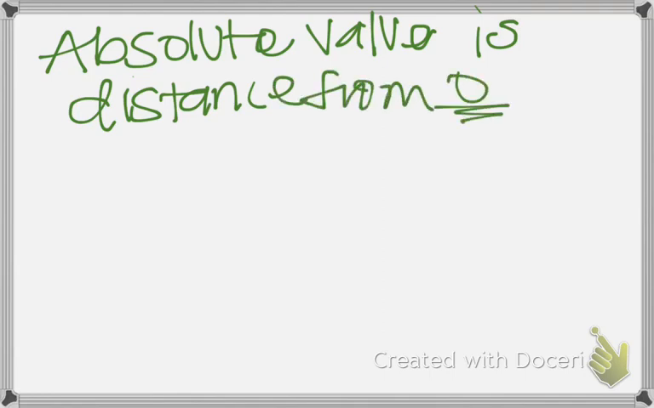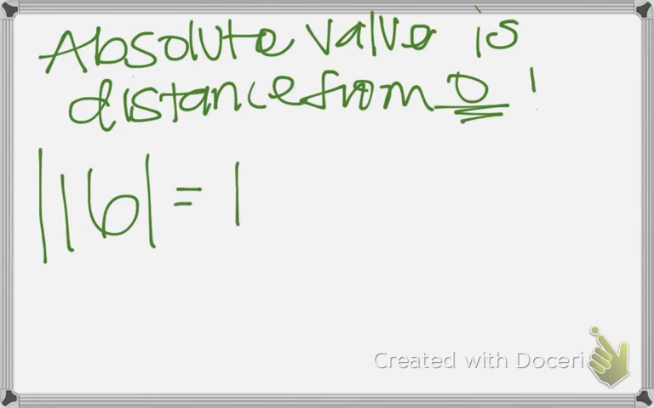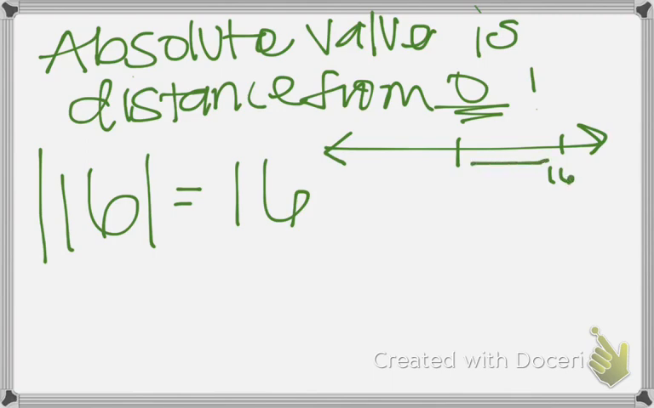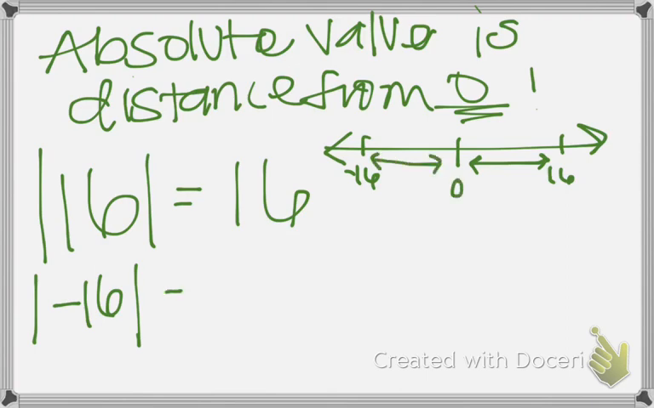Okay, so say you were given, like, let's just say we have the number 16. The absolute value of 16 is 16, because if you look at a number line, here's 0, here's 16, that is 16 steps away. Okay, we could do the same thing with negative 16. Now, negative 16 would be over here, and this is 0. But that's still only 16 steps away from 0, so the absolute value is 16.